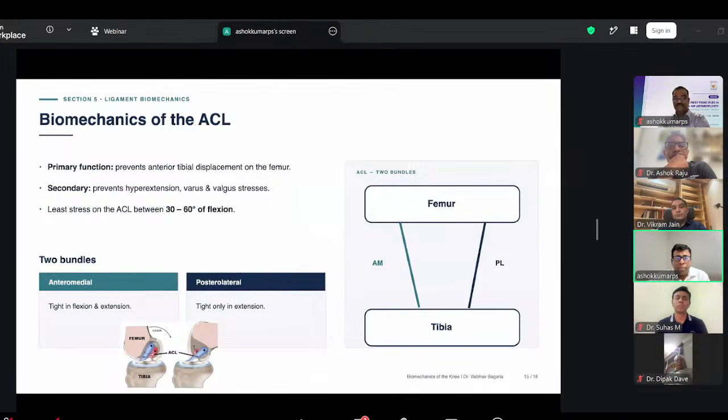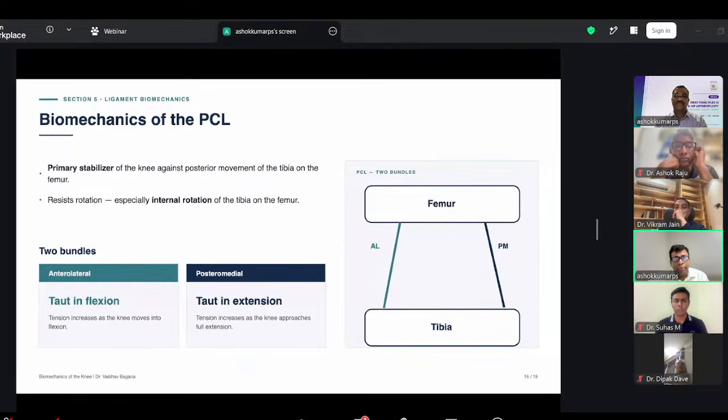The other things that one must know about the knee biomechanics is the biomechanics of the ACL. The ACL prevents the anterior tibial displacement on the femur and also prevents hyperextension, varus and valgus stress. The least stress on the ACL is between 30 to 60 degrees of flexion. Remember that the ACL has two bundles, the anteromedial and posterolateral. The anteromedial is tight in flexion and extension, whereas posterolateral is only tight in extension. It's a key concept because it helps understand how the inherent stability of the replaced joint is.